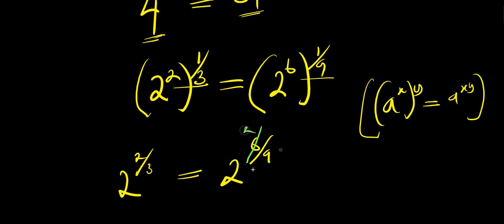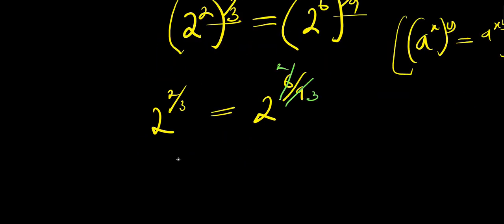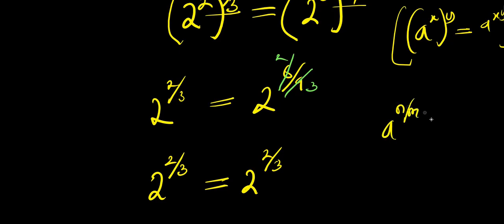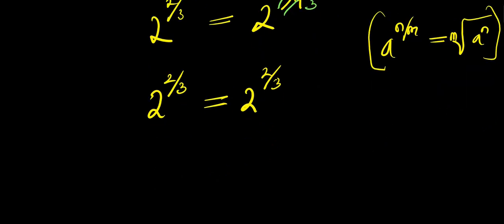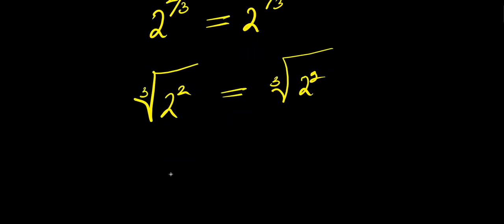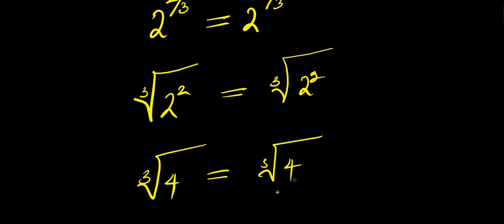3 divides this, we have 2. 3 divides this, we have 3. So from here we have 2 power 2 over 3 equals 2 power 2 over 3. Now if you have a power m over n, this equals the nth root of a power m. So this will give you the cube root of 2 power 2, and this will give you the cube root of 2 power 2. From here we have the cube root of 4 equals the cube root of 4.